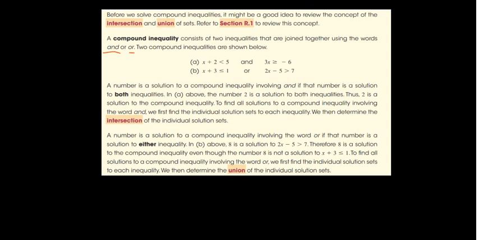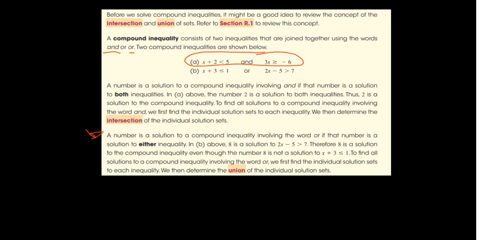a solution to both inequalities. Okay, so in A above, the number 2 is a solution to both inequalities. Okay, thus 2 is a solution to the compound inequality. So if I were to plug in 2 into both of these, it would work.